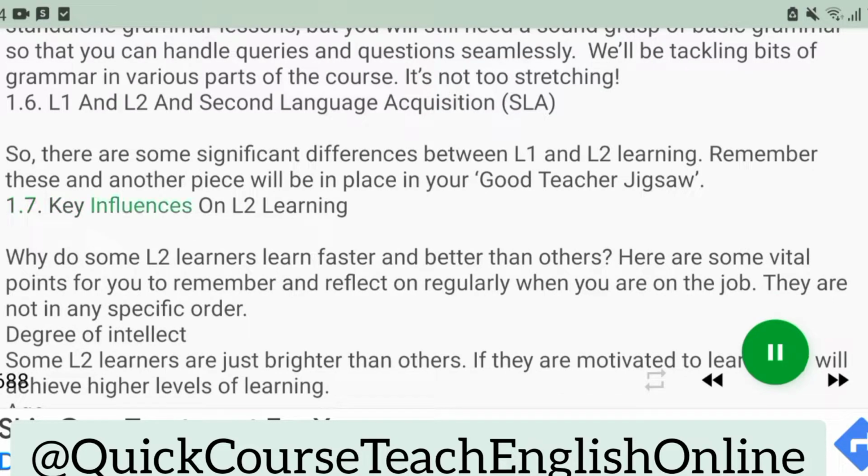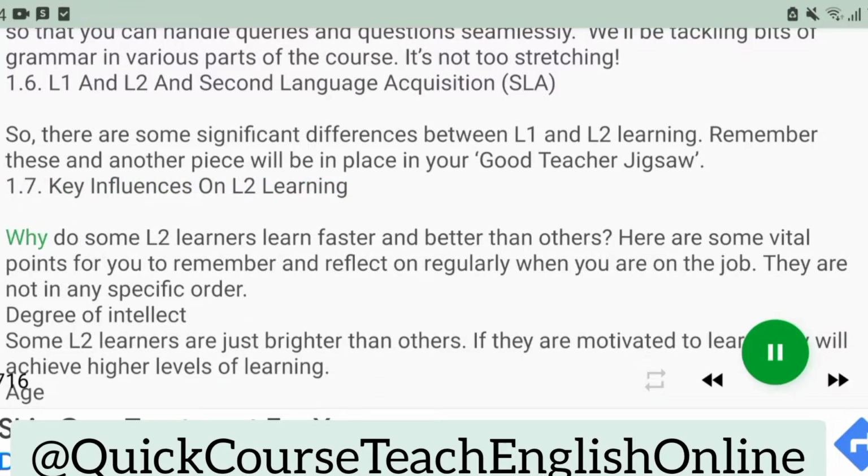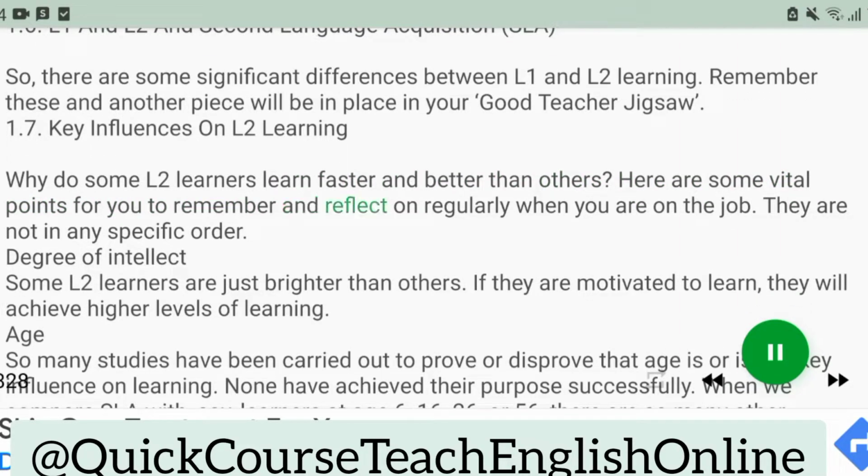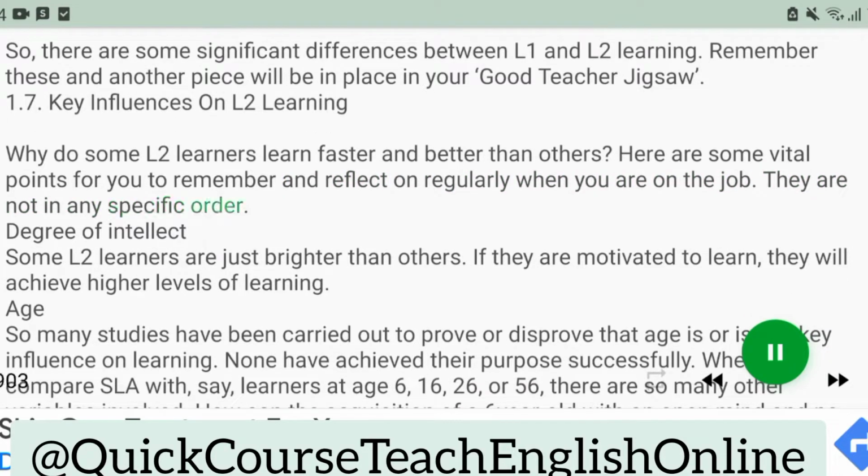1.7. Key influences on L2 learning. Why do some L2 learners learn faster and better than others? Here are some vital points for you to remember and reflect on regularly when you are on the job. They are not in any specific order.